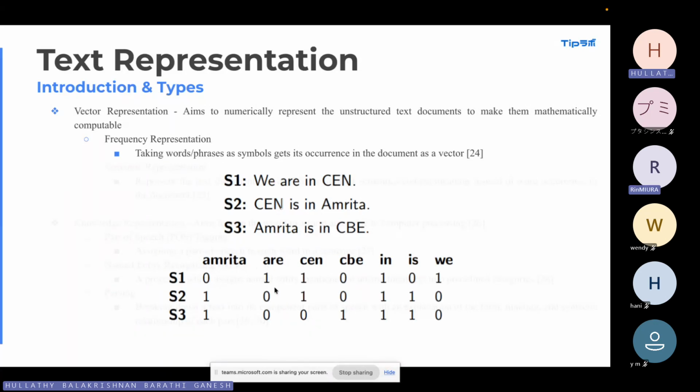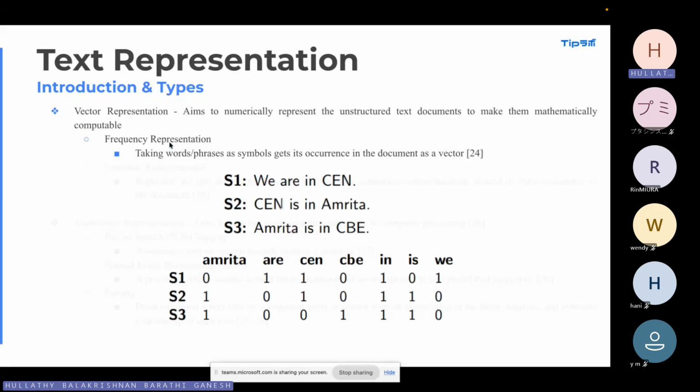As in columns, these are called terms. And in the rows, we have the sentences, like sentence 1, sentence 2, sentence 3. Next, we're just going to count, in sentence 1, how many times the word appears. So if you take sentence 1, there is no Amrita, so we're putting 0. R is there, 1. Sen is there, 1. CB is not there, 0. In is there, 1. Is is not there, 0. V is there, 1. Like that, we can fill it for the other two sentences also.